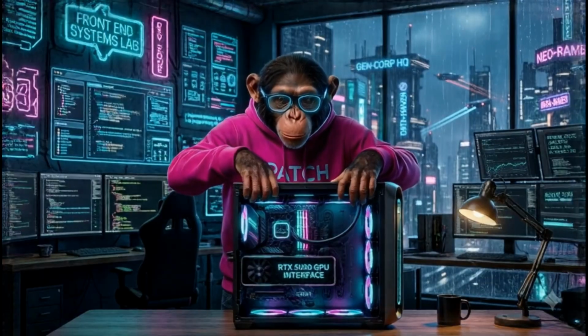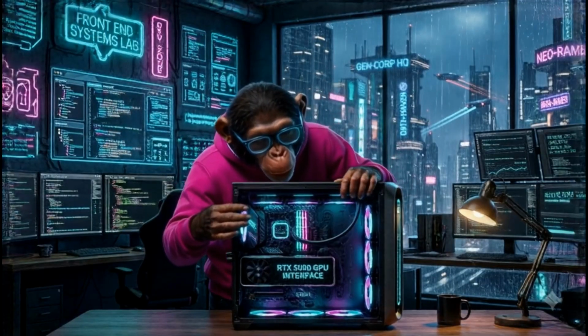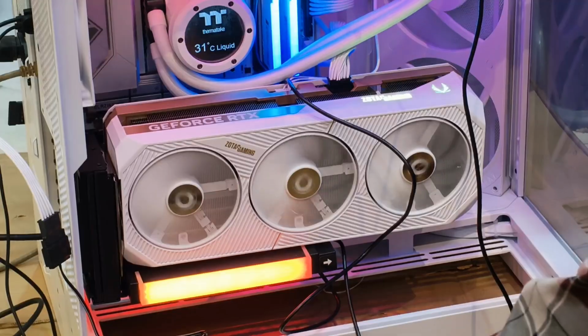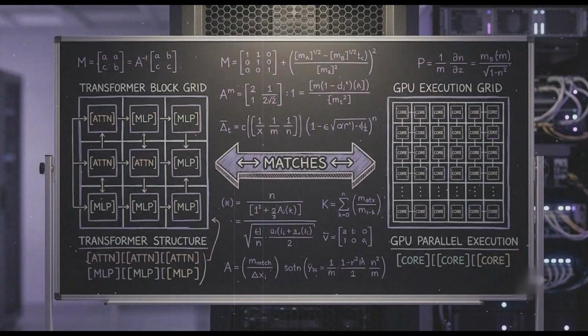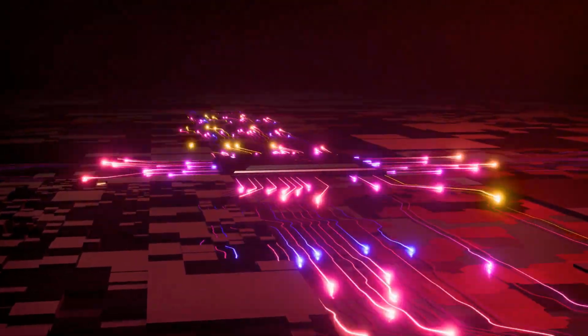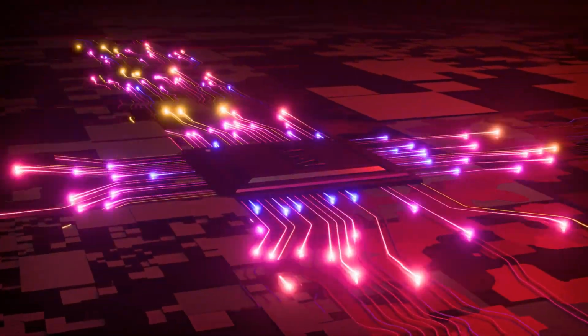A GPU is not a general-purpose processor. It is a parallel matrix engine. It is designed to execute thousands of identical operations at the same time. This structure matches transformer models almost perfectly. Transformers are built on linear algebra. They rely on repeated matrix multiplication, attention scoring, and vector transformation. The GPU does not understand language. It executes numerical operations at scale.